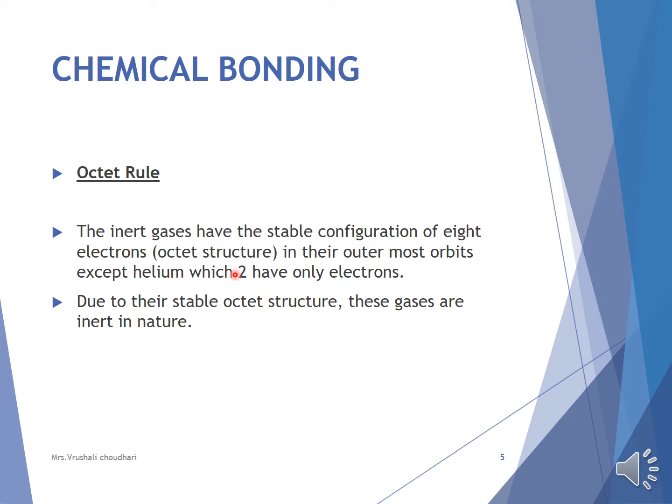Helium has atomic number 2, and it has only one orbit. The first orbit capacity is 2. Out of 2, it has 2 electrons, so it has a completely filled duplet. So it is inert in nature.